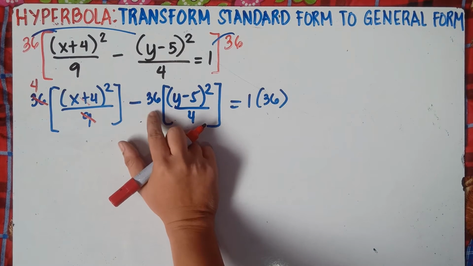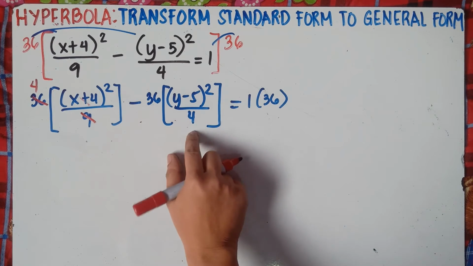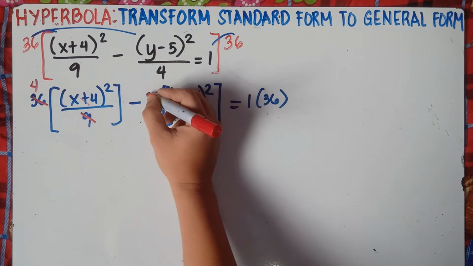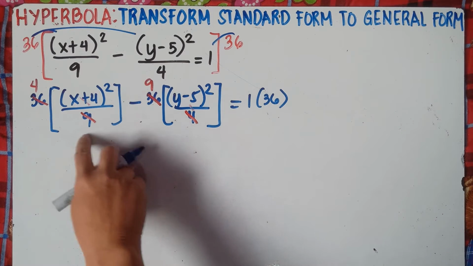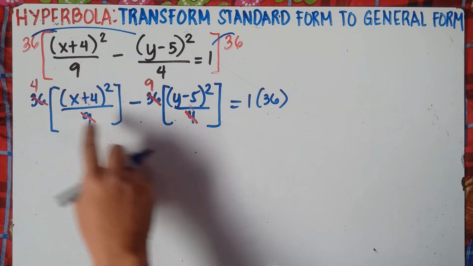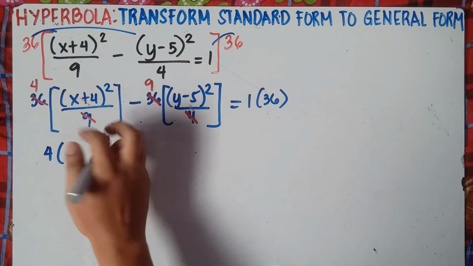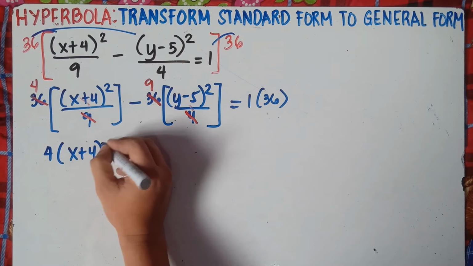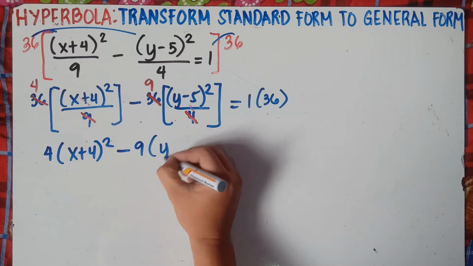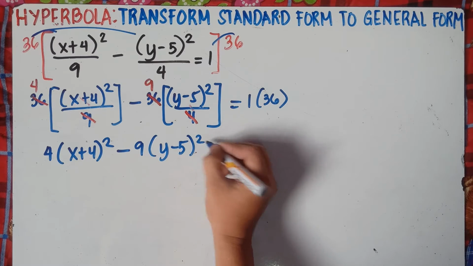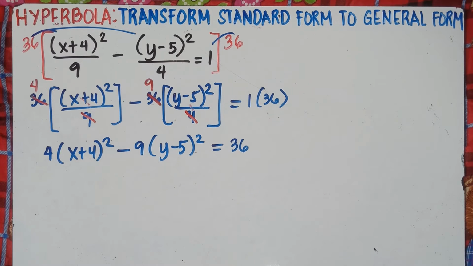That's why, class, it's very important to find the LCM. We just eliminated the denominators. So can we divide 36 by 4? Yep. 36 divided by 4 is 9. So divide this one by 4 and this will be 9. Since we already eliminated the denominators, we can now distribute, class. So this will be 4 times this equation, (x plus 4) squared, minus 9 times (y minus 5) squared, equals 1 times 36, that is 36.